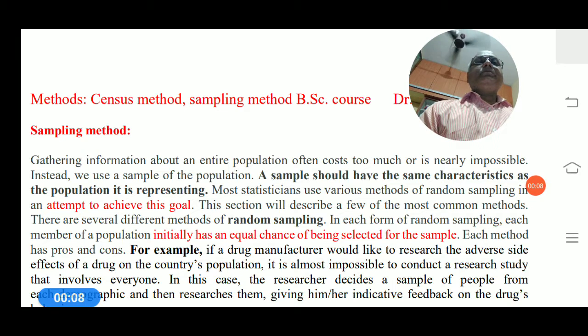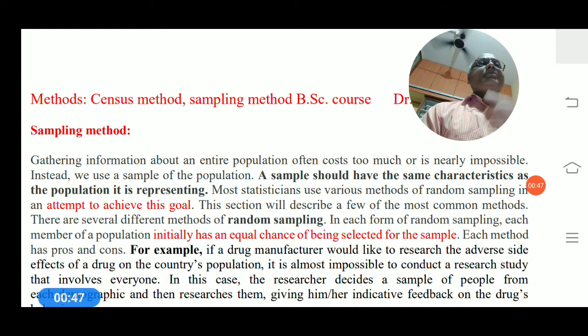So today we will discuss methods, and in these methods we cover the census method. Later we discuss the sampling method, how to get a sample. What does sample or sampling mean? Gathering information, that means collecting data about an entire population, either plant or animal population or human population, often costs too much. We would have to count each and every one, and it is nearly impossible.